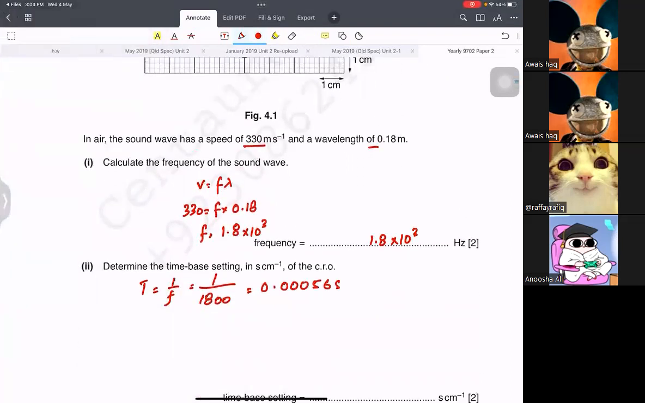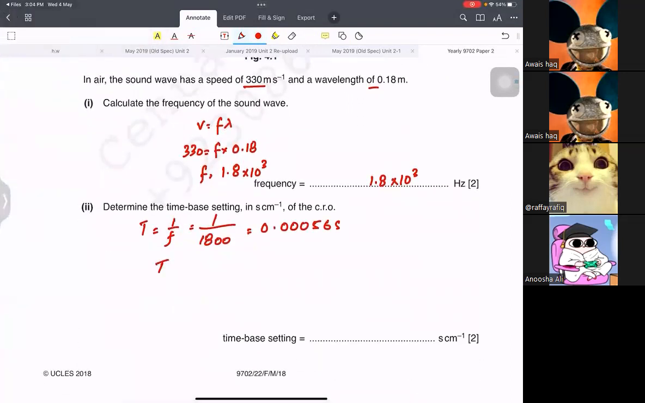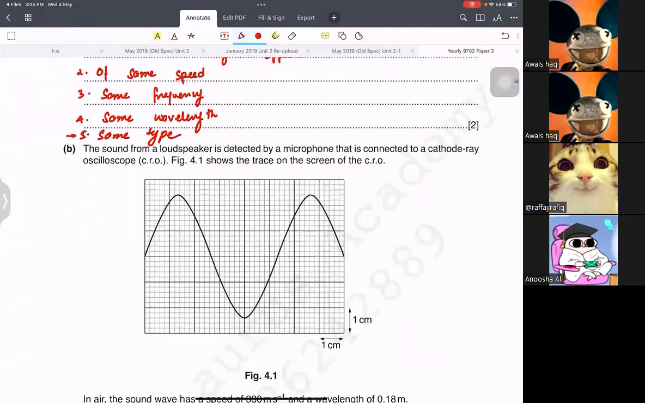Now, the formula that I've told you is time period is equal to time base times the length of one oscillation, one wavelength, whatever you want to say. Now, time period is 0.00056. We want to find time base. And the length displayed here of one wave, well, that's quite interesting. You can take this whole length, but that's in the middle, so I don't want to take it.